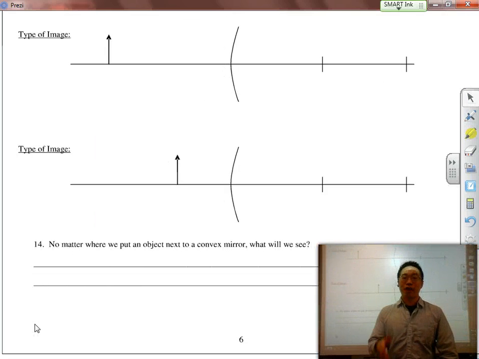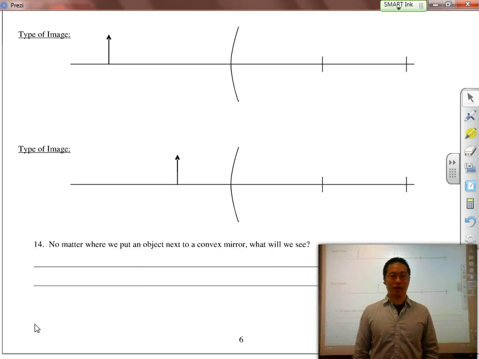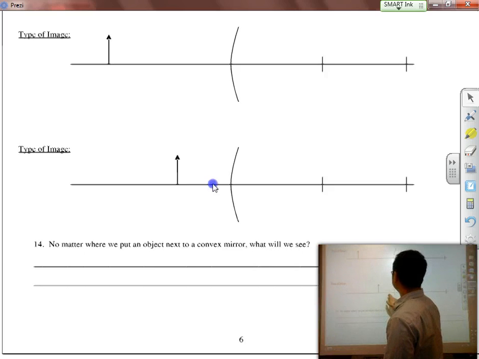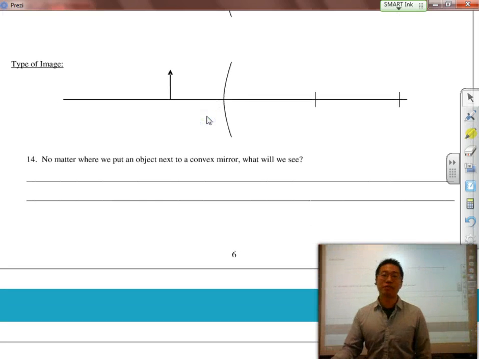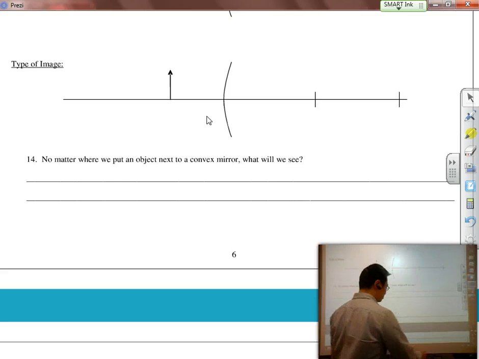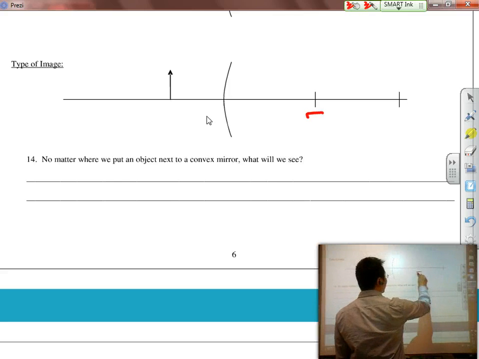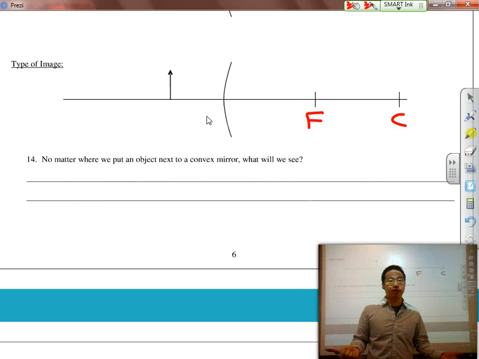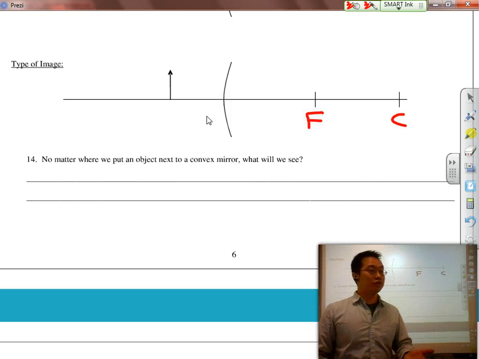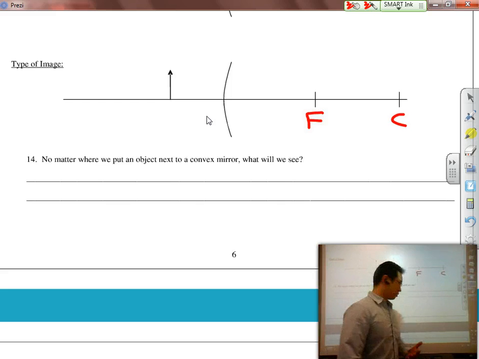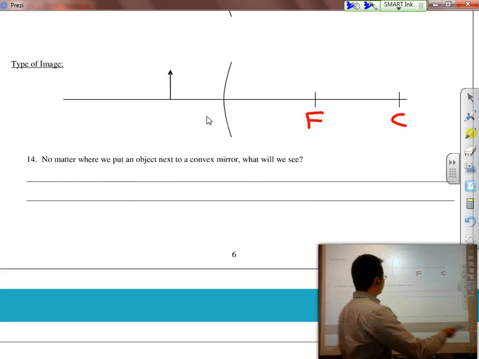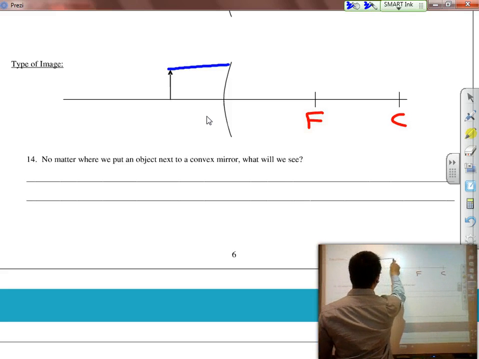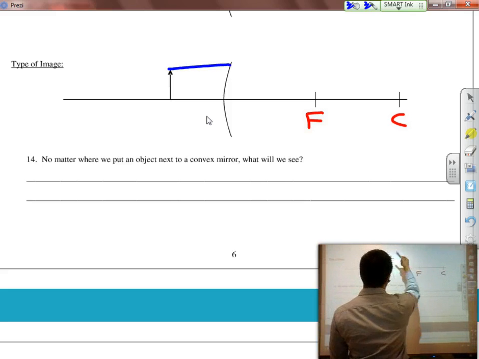Now, when we talk about ray tracing a convex mirror, it gets to be slightly more complicated, because you may have noticed the focal point is behind the mirror. So when we have the focal point behind the mirror, well, light can't go through a mirror. But we still follow the same exact rules. We're still going to follow the same ray tracing rules of parallel to through F. Well, let's do that right now. Parallel. That's not parallel, but it's close enough.